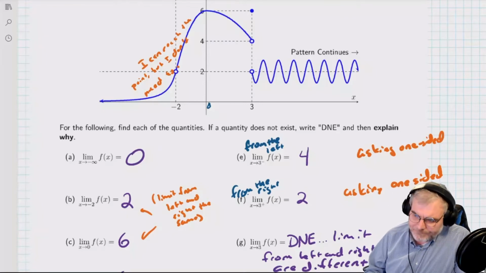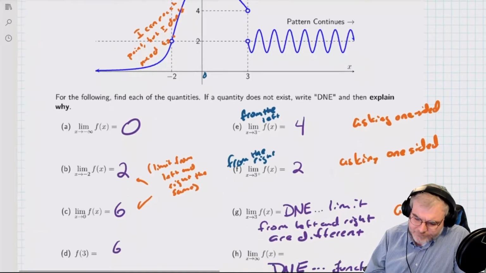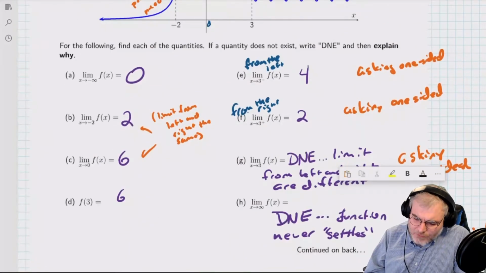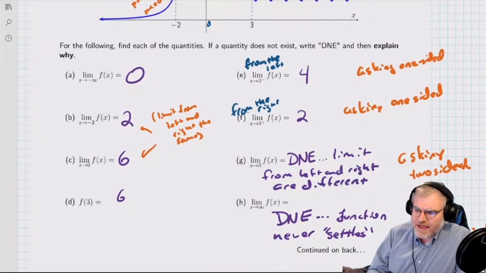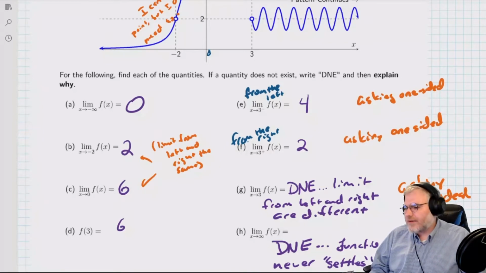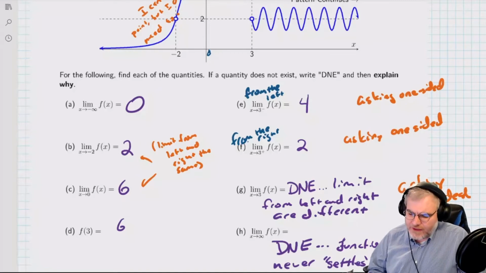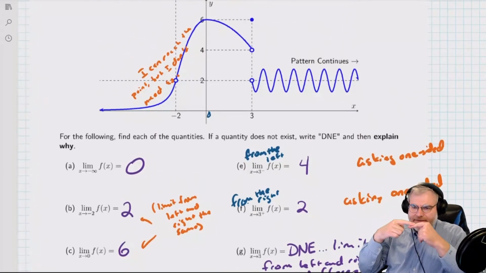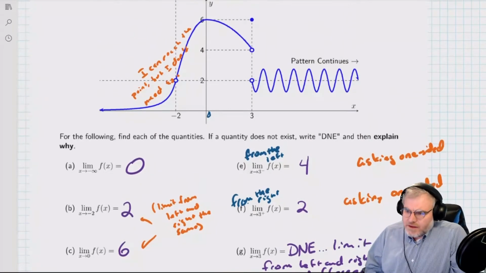Well, 4 does not equal 2, at least not this week. And that's why that one for part G does not work. So right, the limit from the left is not equal to the limit from the right. Therefore, there's no two-sided limit. Okay.